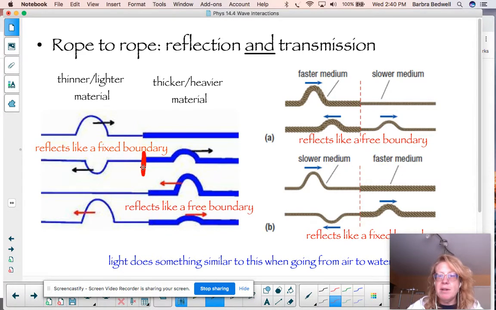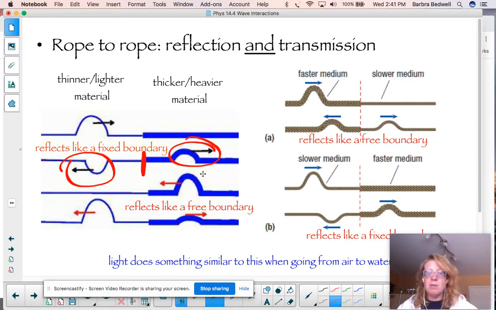That boundary right there is going to act like a fixed boundary because it's going from something lighter to heavier. So it will reflect back inverted, but it will also transmit through. And it's important to know that the transmission through is going to still be the same thing. It's always upright when it transmits through, or it's the same direction when it goes through. It's a little bit smaller here because of the loss of energy as it's bouncing back and traveling through this thicker material.